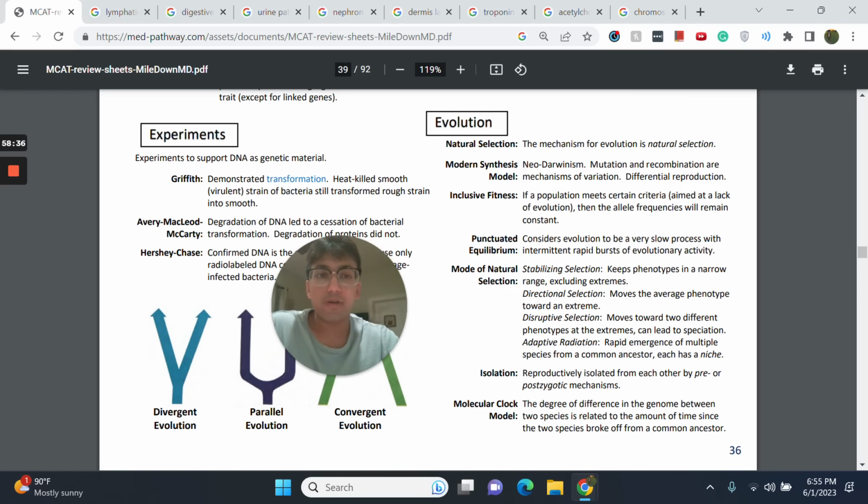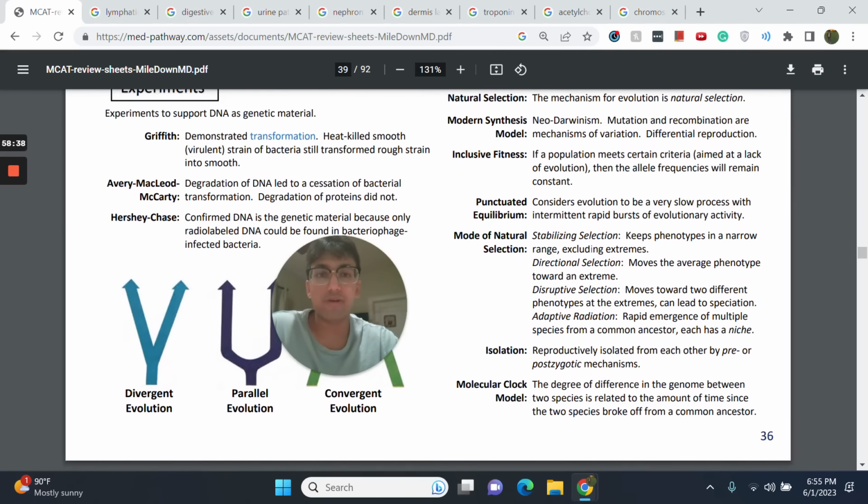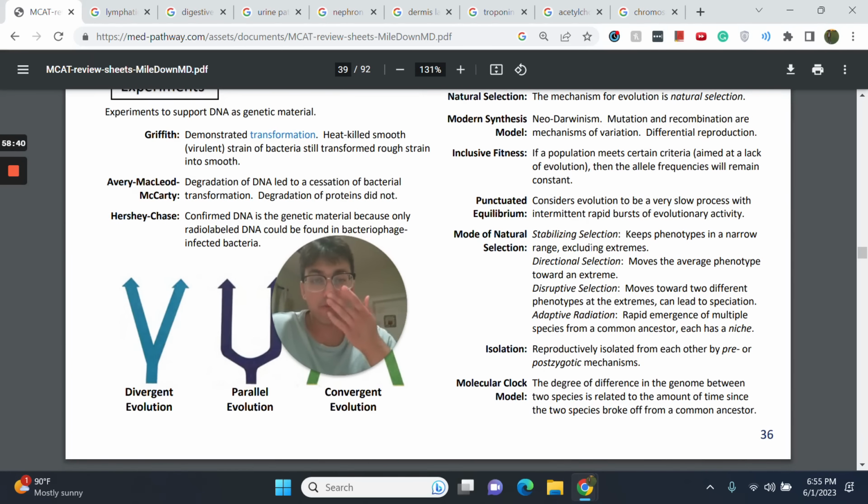Punctuated equilibrium, again, not that important. It's when you have very, very slow processes of evolution, and then you have a burst of evolutionary activity. You can have these different types of natural selection, which you should just read. It's not too important to know for the purpose of the MCAT. But just know what stabilizing, directional, disruptive, and adaptive are.